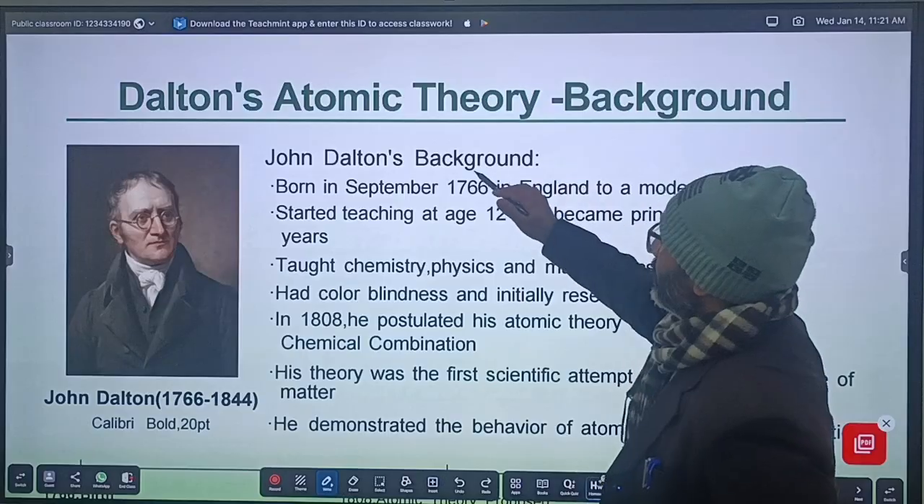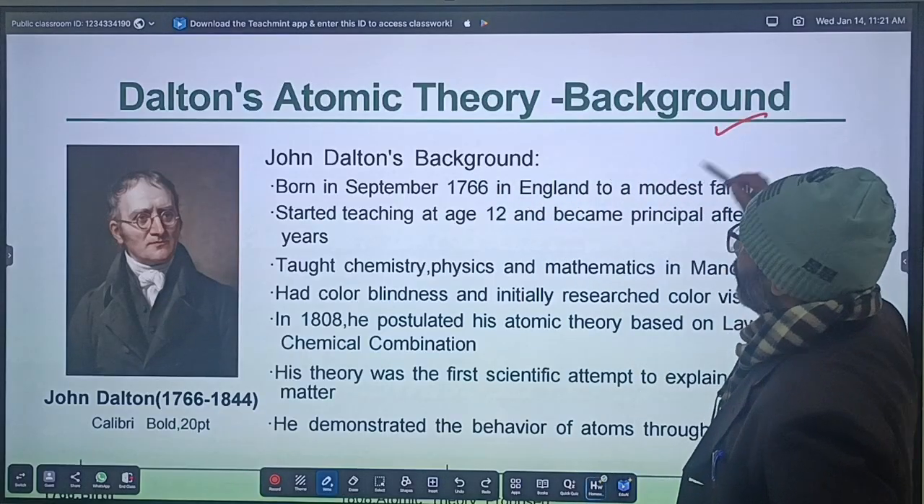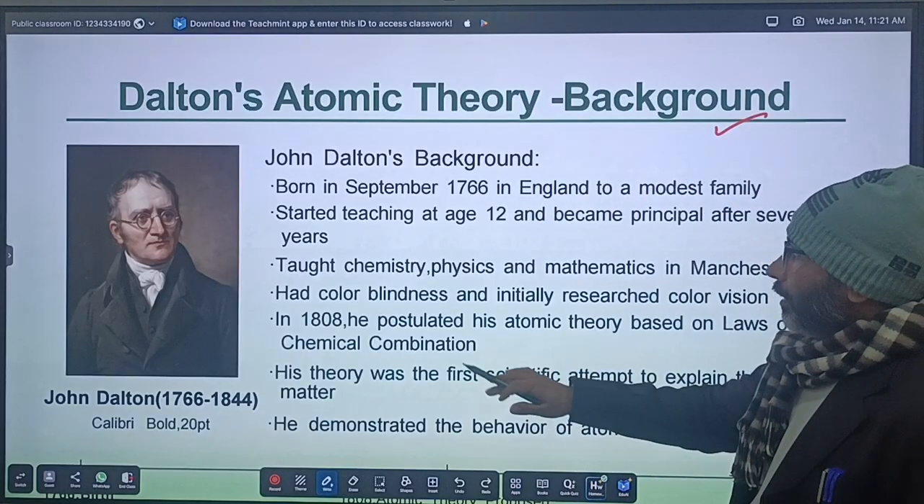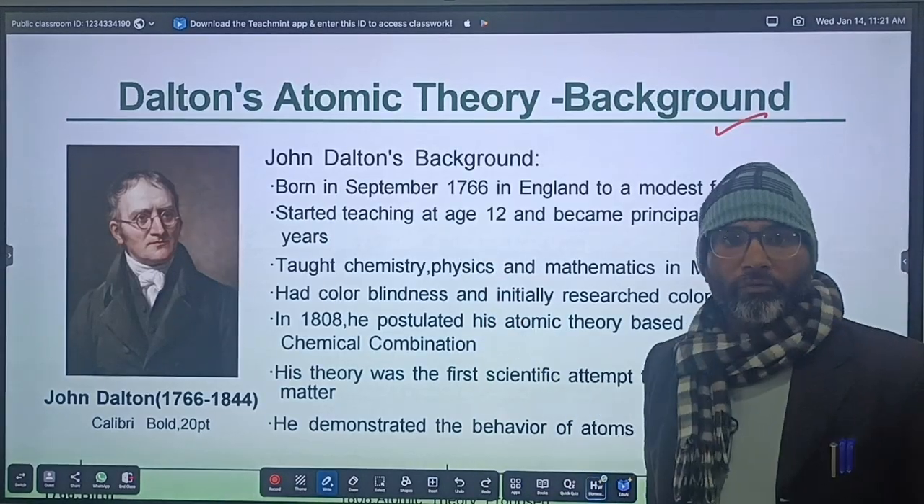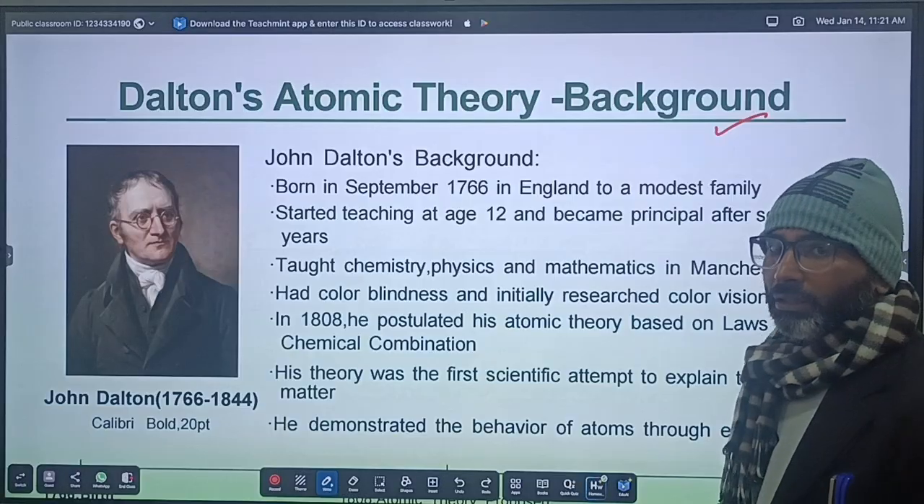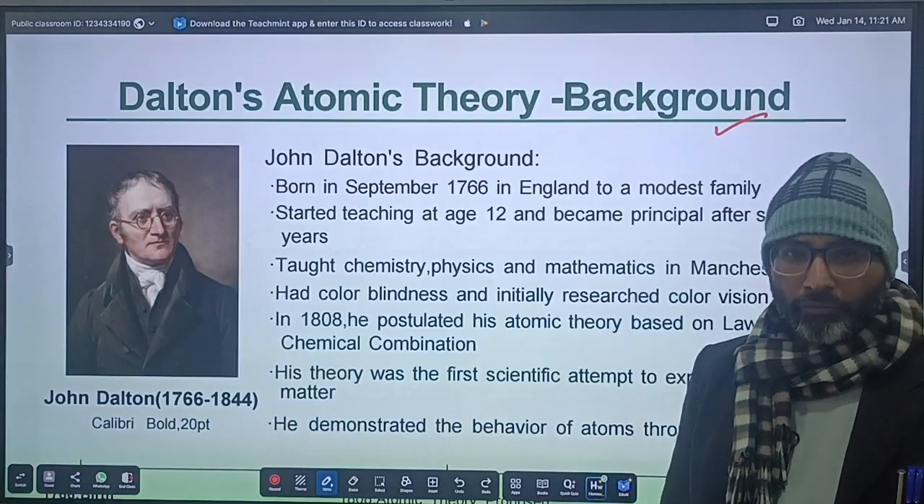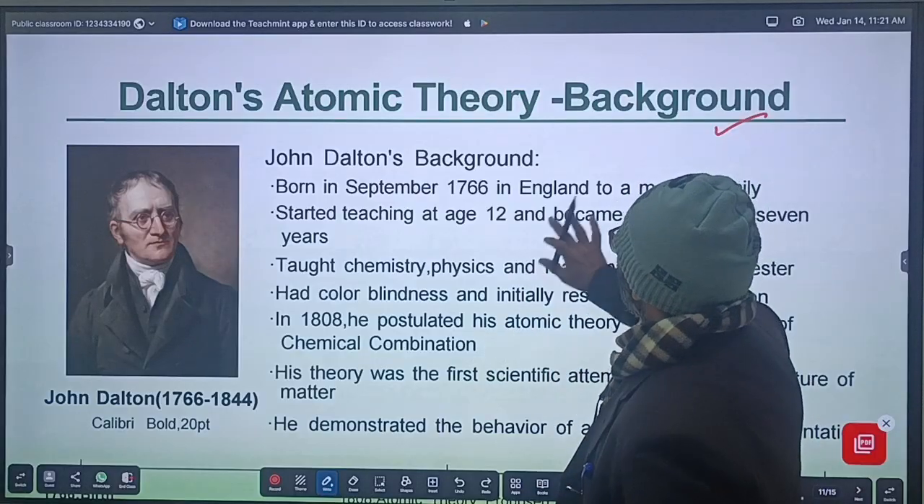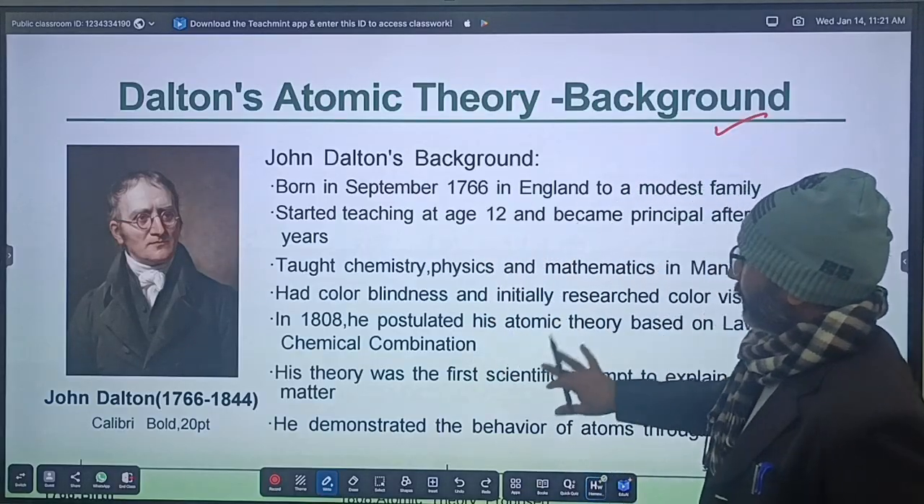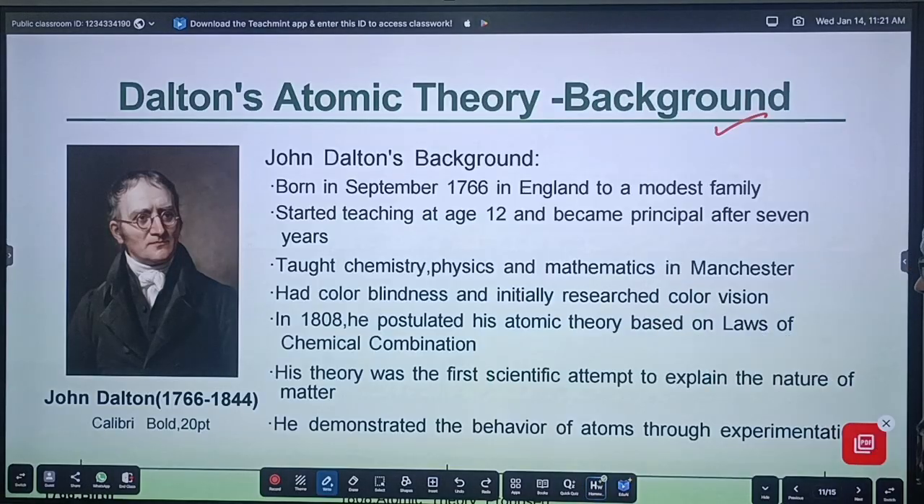Next is the Dalton atomic theory. This theory comes from experimental results, based on the laws of chemical combination, like the law of conservation of mass and the law of constant proportions. In this slide, the biography of Dalton is given.